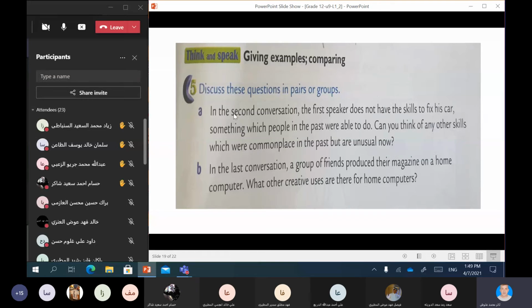Giving examples. In the second conversation, the first speaker does not have skills to fix their car, something which people in the past were able to do. Can you think of any other skills which were commonplace in the past but are unusual now? Any skills in the past?